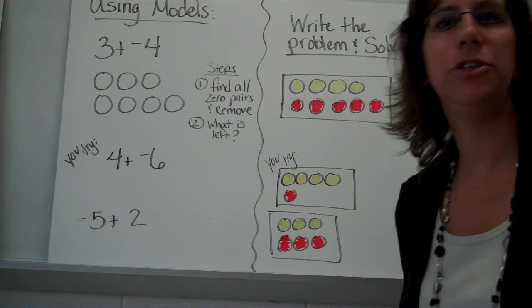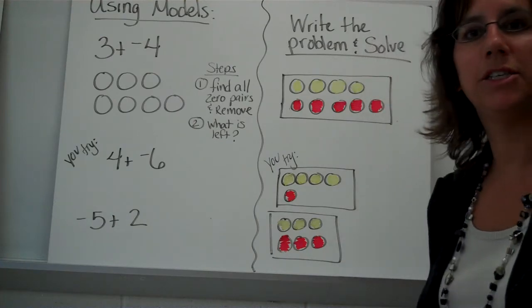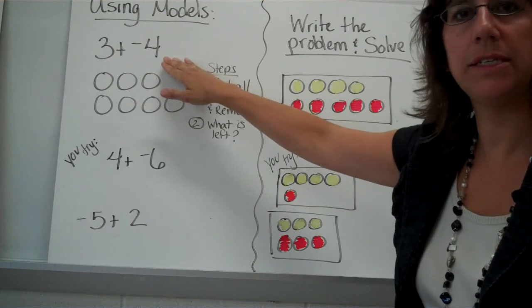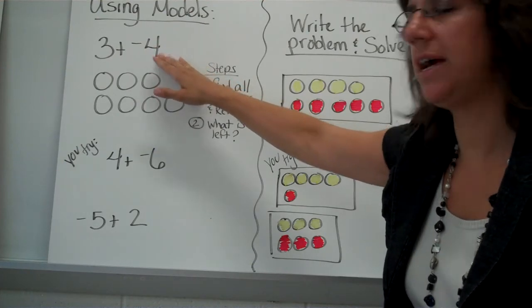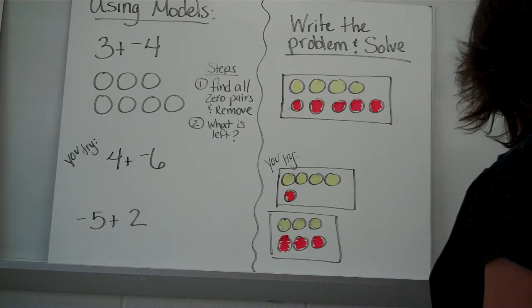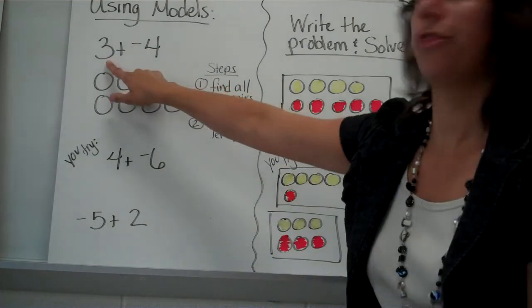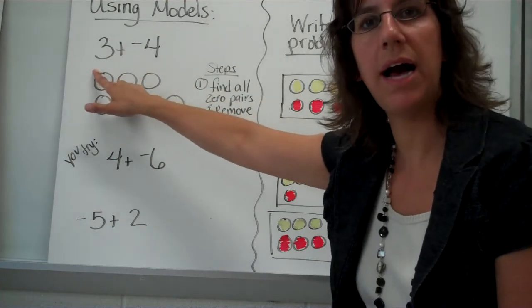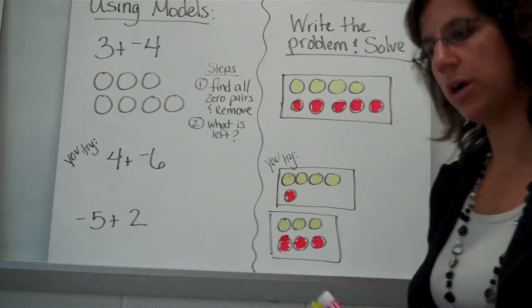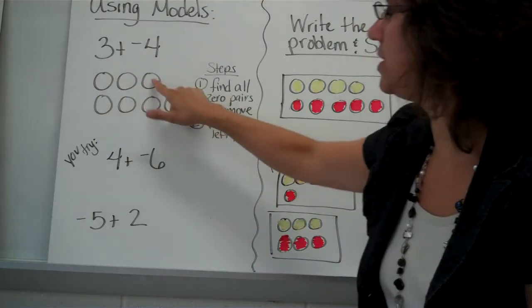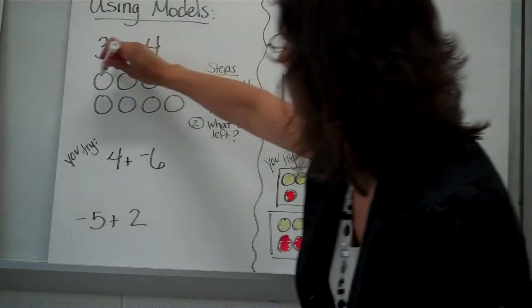Okay, now let's go ahead and use those models in terms of addition. We have 3 plus a negative 4. Jot down that example, and we're going to draw a picture for it. I started our picture here, but I haven't done any coloring yet. This 3 is a positive 3. Do you remember what color we need for positive 3? Right, we need red. So 3 of these circles are going to be colored red.